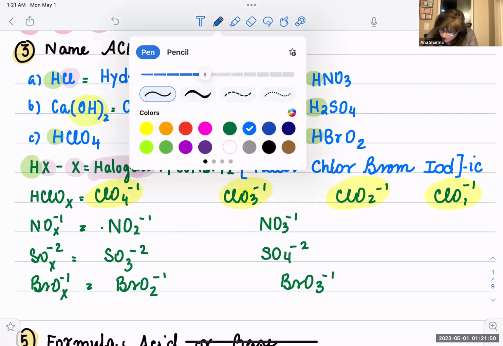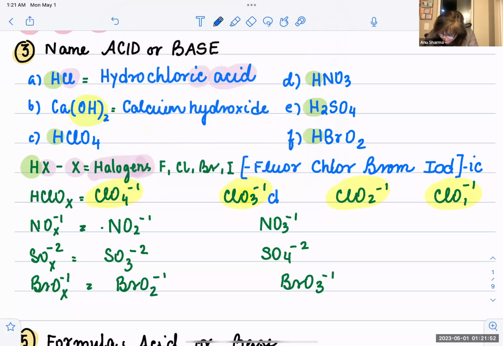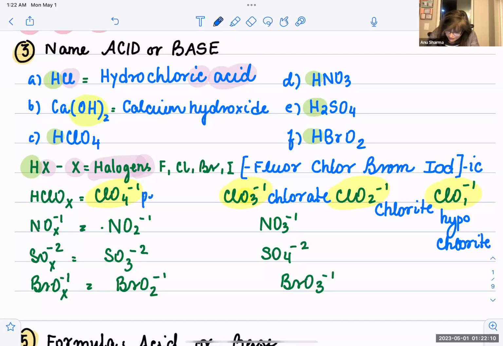Okay, so let me just put these names. So this is the chlorate. This is chlorite. This becomes hypochlorite. And then this becomes perchlorate. Now, remember that this is perchlorate, so the name is perchloric acid. Perchloric acid.